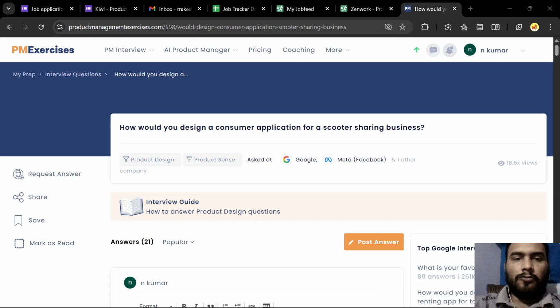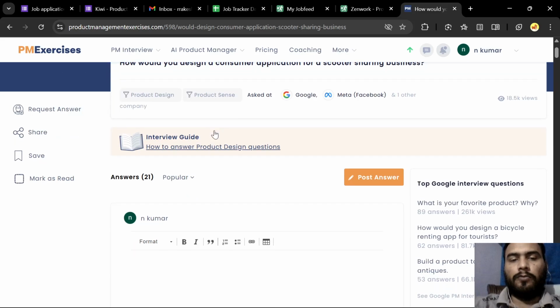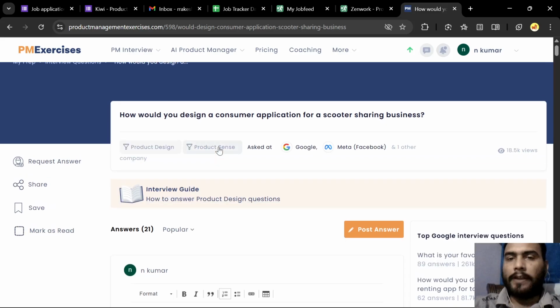Hi everyone. So today let us take this one question. This is how you design a consumer application for a scooter sharing business. So we will begin with some of the clarifying questions regarding the prompt.